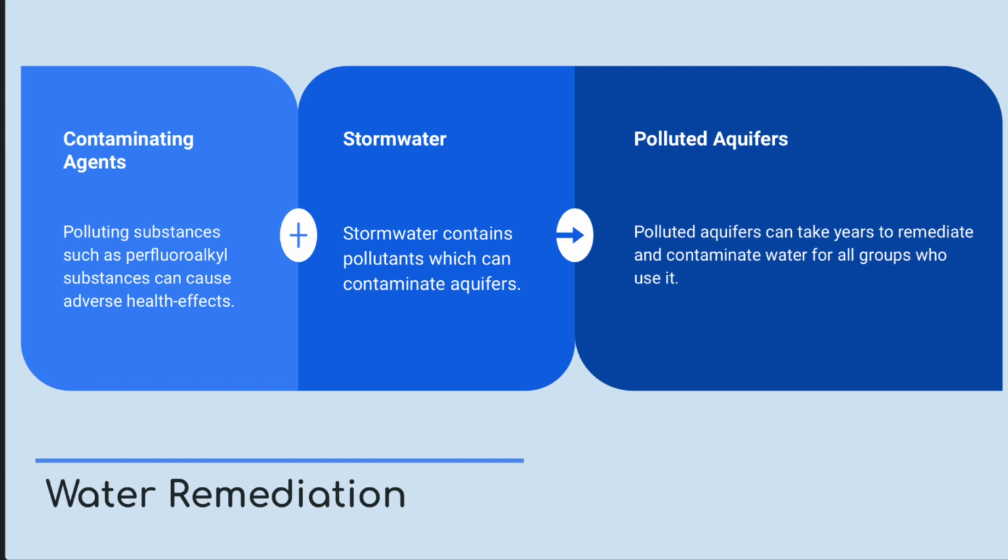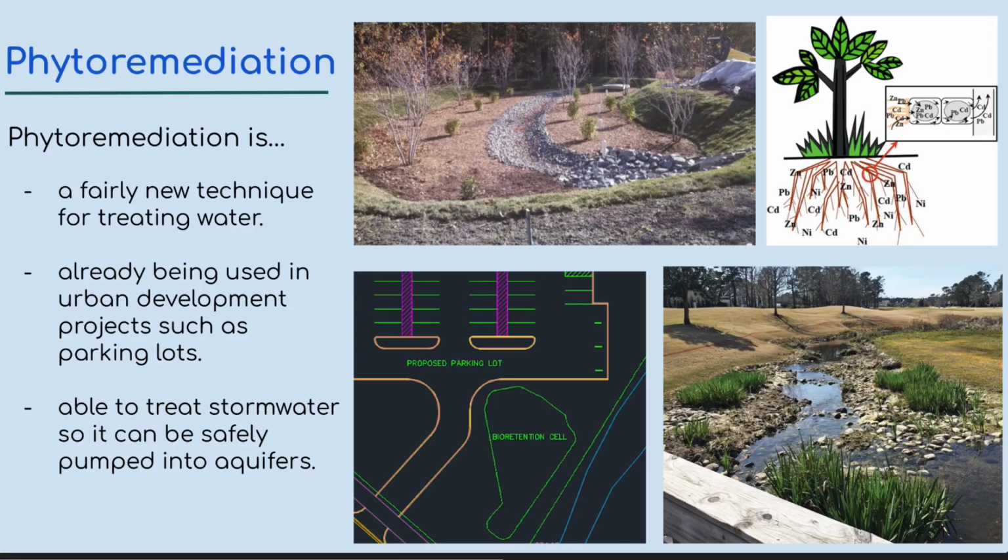This means that the bottleneck for using this method to handle stormwater would be how fast we can treat the water at a treatment facility. One current field in development to deal with this situation is phytoremediation. Phytoremediation is a fairly new method for treating water. However, it's already being used in urban development for projects such as parking lots. Phytoremediation is able to treat stormwater so it can safely be pumped into aquifers without contaminating all the groundwater.